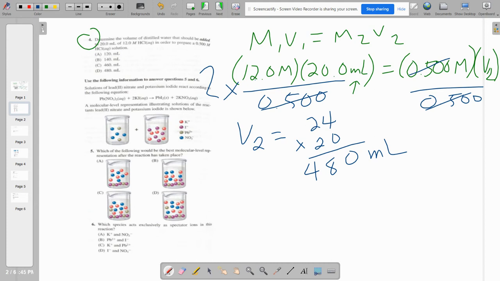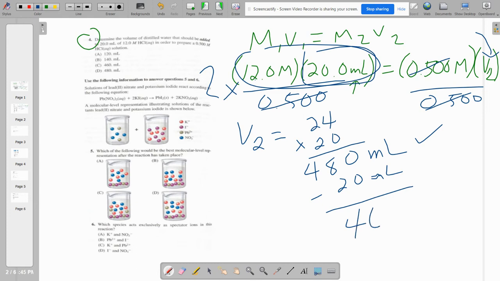Even though this is a total volume, if you want to dilute this solution and make it 0.5 molar instead of 12 molar, yes, the new total volume would be 480. But it says what volume of distilled water should be added. Well, guess what? There's 20 mils already there. So if you subtract away the 20 mils that's already there, guess what your actual answer is? That would be 460. Woohoo! So actually choice C is the correct answer.